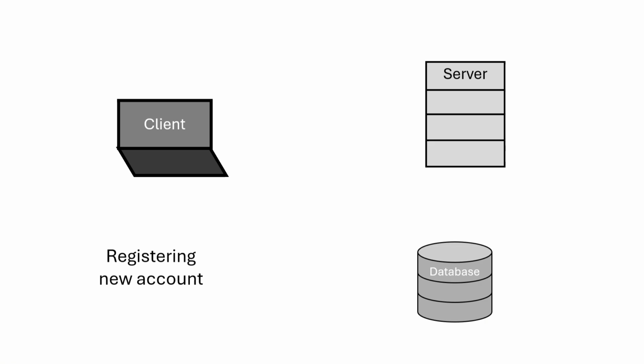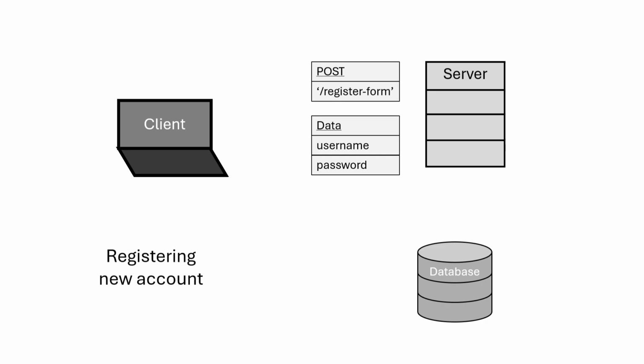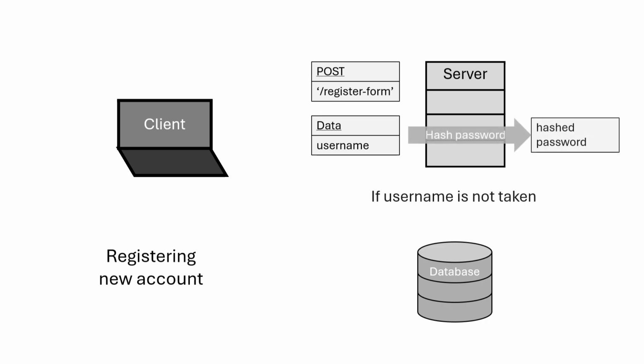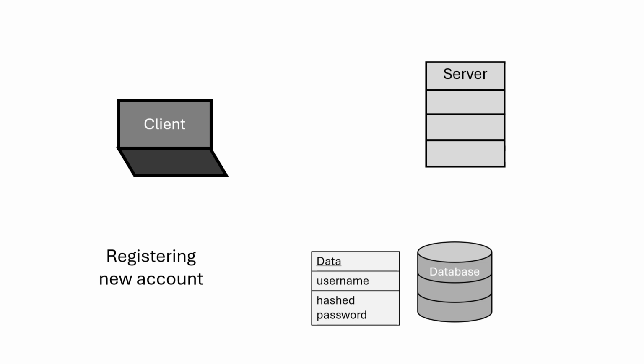When registering a new account, the client sends a post request with a username and password. The server then hashes the password if the username is not taken, and stores it in the database. Once that is done, the server sends a login redirect to the client, and then the client gets the login page.